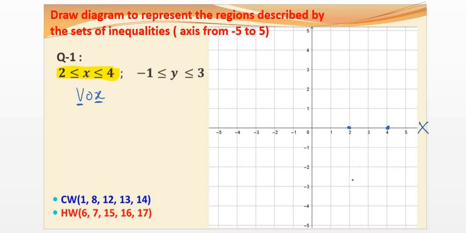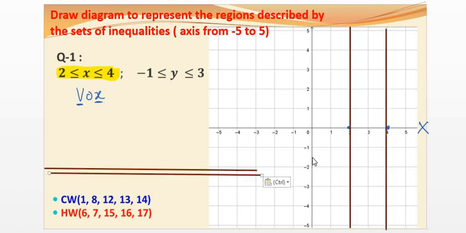Now, will those lines be solid lines or dotted lines? Those lines are going to be solid lines. So let me draw the lines over here. So here are the vertical lines, and both lines are going to be solid lines. Now where do we have to shade?